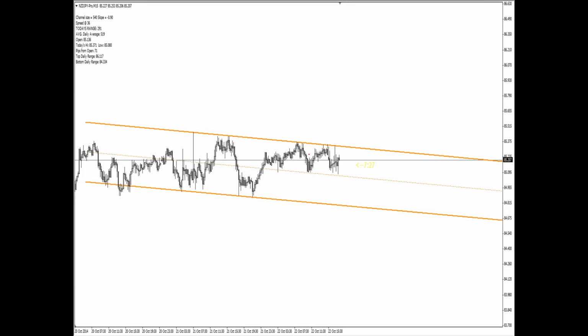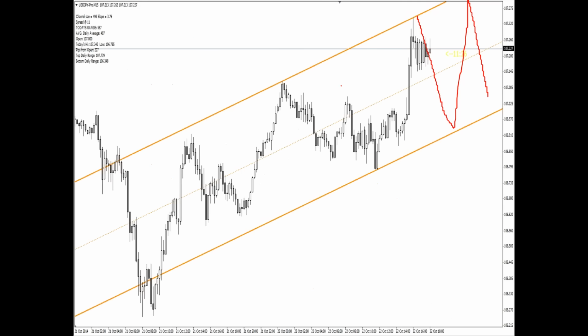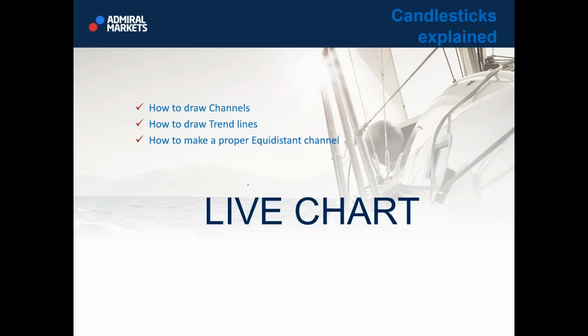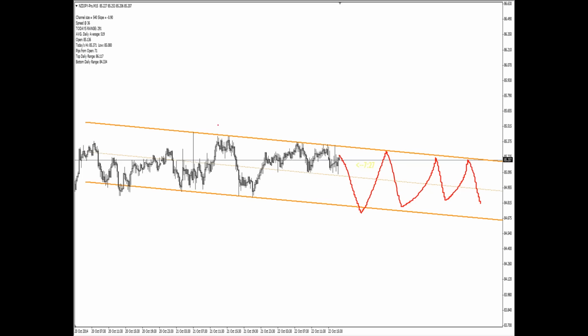This is an example of a sideways channel. So you see the slope is not very angled to the downside, but it looks like this is indeed some sort of sideways movement. Okay, so up channel, down channel, sideways channel. Now, yes, Ella is saying rejection means bouncing from the trend lines. Indeed, bouncing from these trend lines.